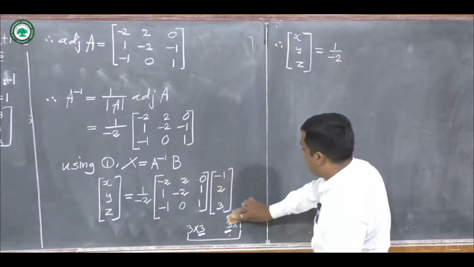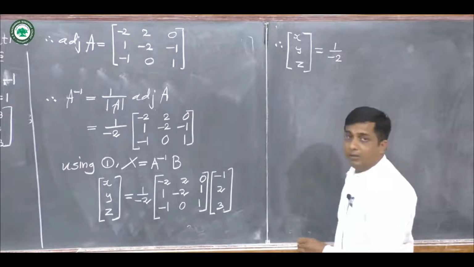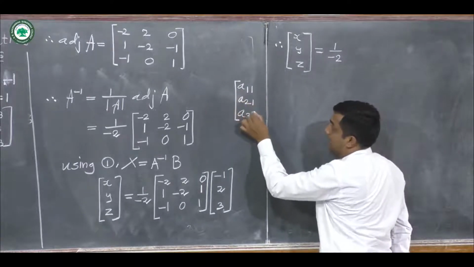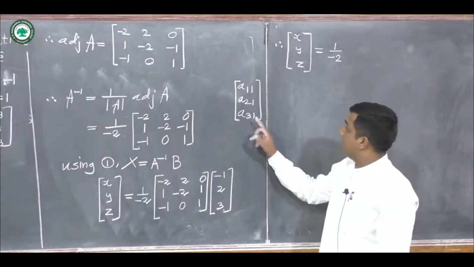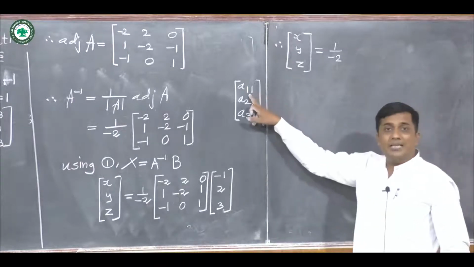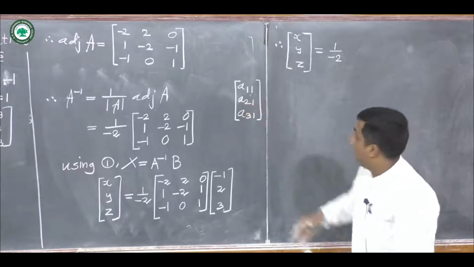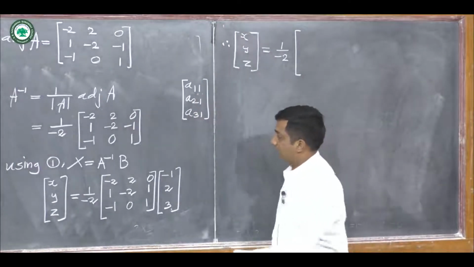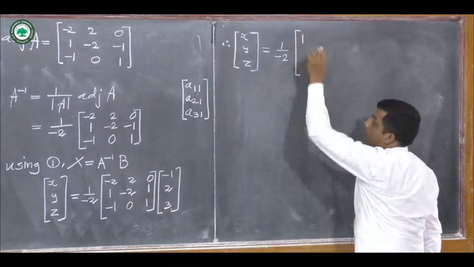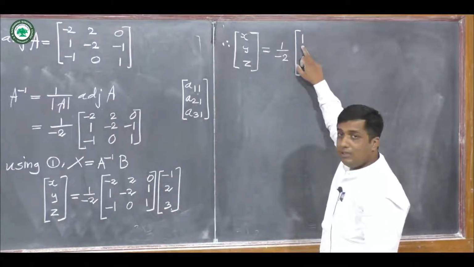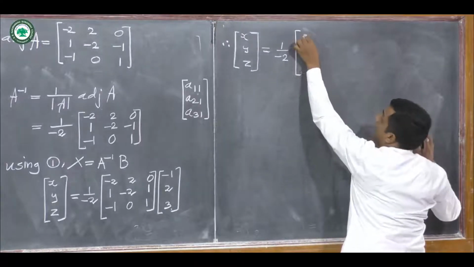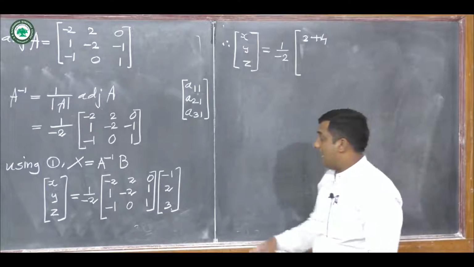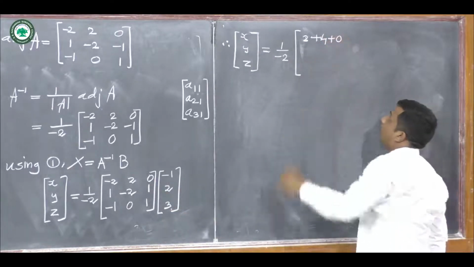So a standard matrix of order 3 by 1 has the elements A11, A21, and A31. We consider only these three elements, and this matrix has order 3 by 1. Now to find the first element, A11, we take the first row and first column, multiplying the corresponding elements: minus 2 into minus 1 is 2, then 2 into 2 is 4, next 0 into 3 is 0. This is for the first element.